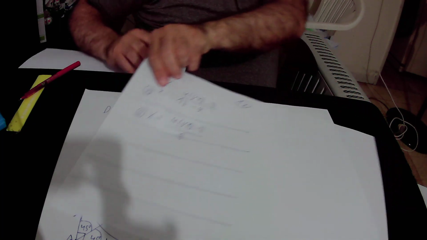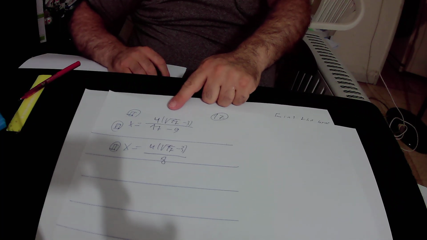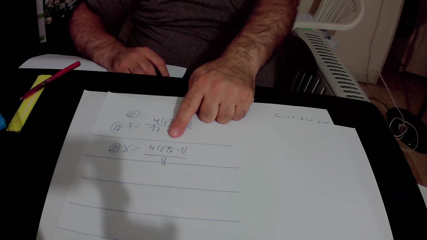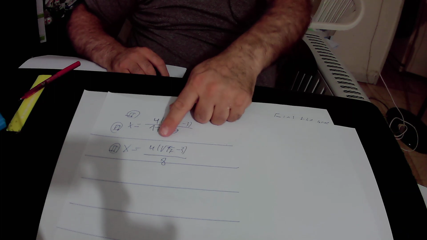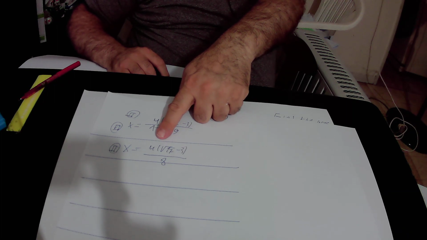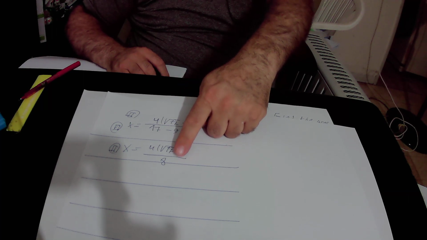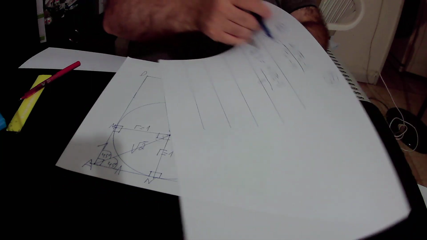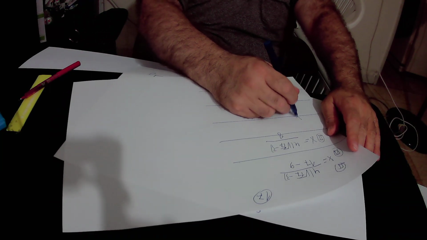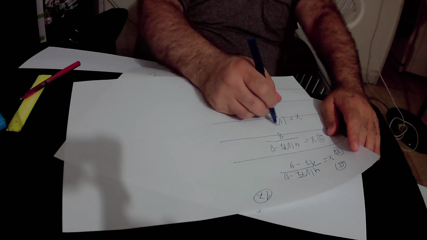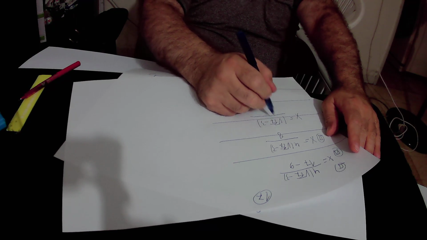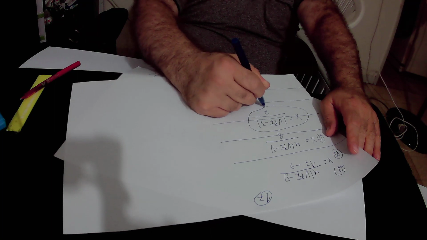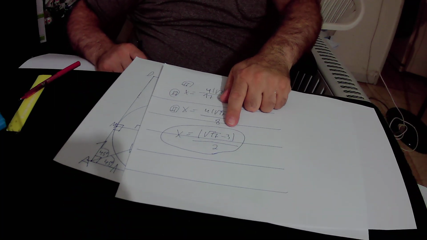So here we will divide this side of equation number 2, we will divide the numerator by 4, and we will divide the denominator also by 4. 4 over 4 is 1, so 4 will get cancelled, and 8 over 4 is 2. Okay, so in conclusion, we will get that x equals square root of 17 minus 3, and 8 over 4 is 2. So, in conclusion, we found out that x equals square root of 17 minus 3 over 2.